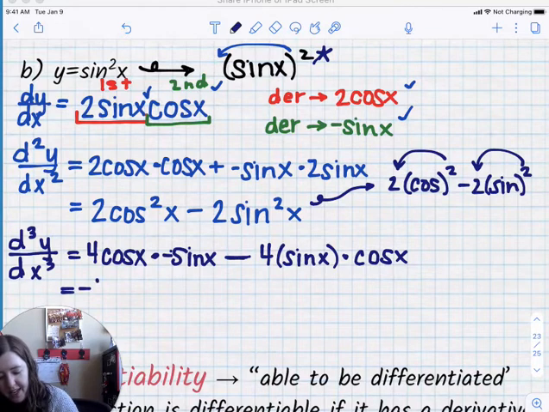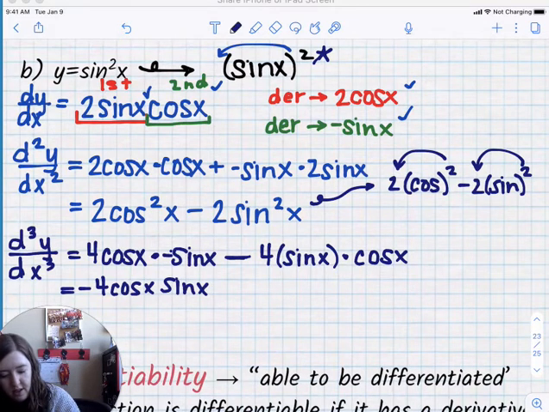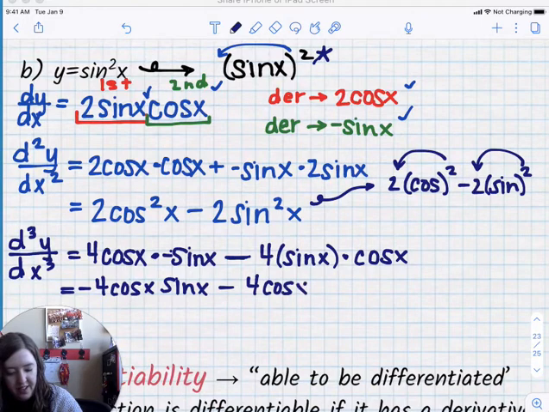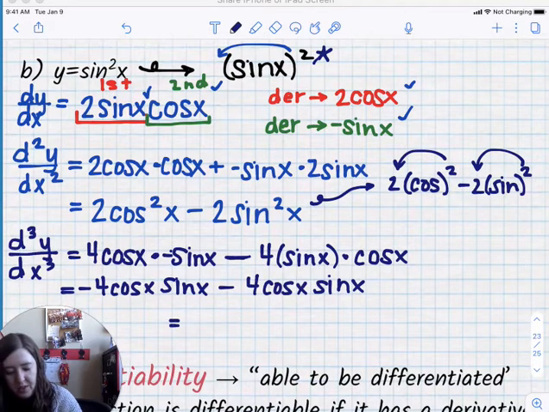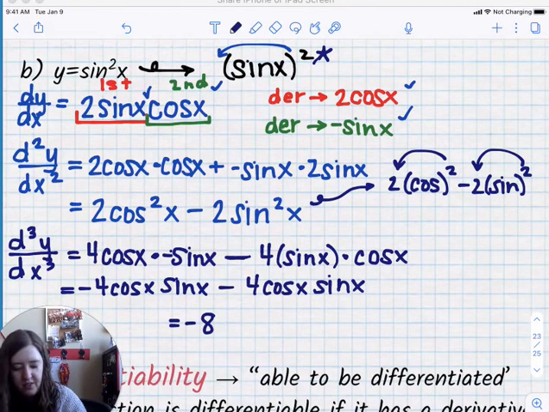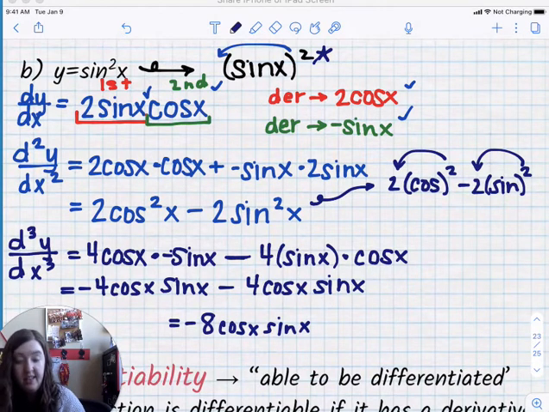So we have negative 4 cosine x sine x minus 4 cosine x sine x. I wrote that in a different order so that way we could see these going together, which will give me negative 8 cosine x sine x for my third derivative.